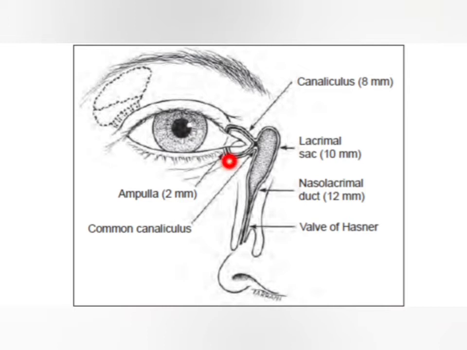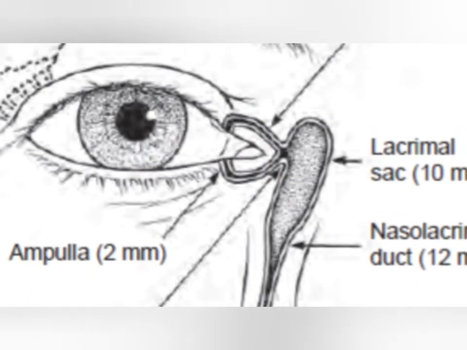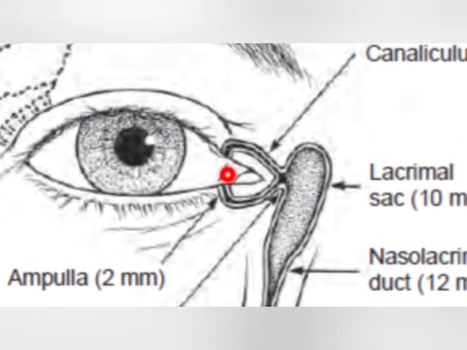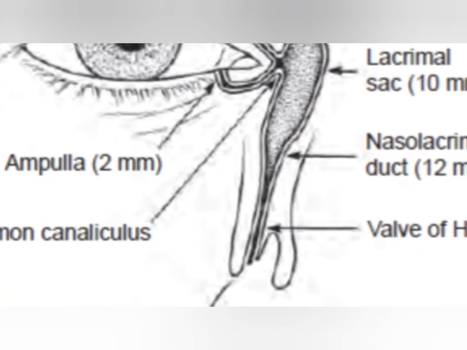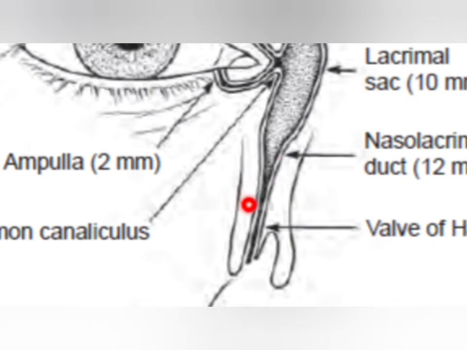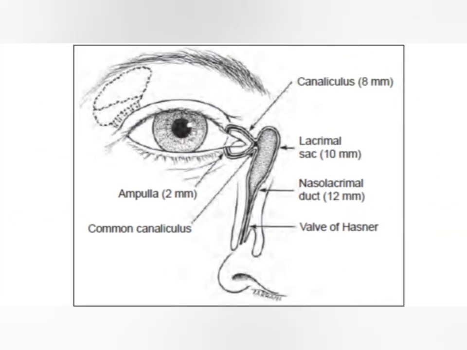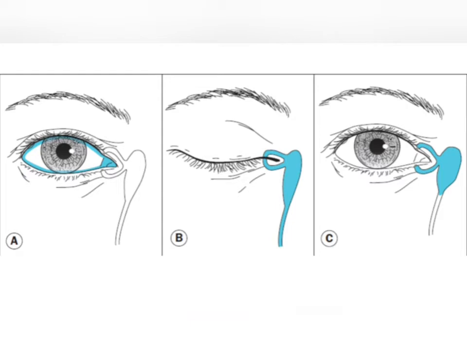These are the canaliculi. If you zoom in, you can see that the vertical part is called the ampulla, the horizontal part is the canaliculus, and the whole is called the canaliculi. The upper and lower canaliculi combine together to form the common canaliculus. This is the lacrimal sac and this is the nasolacrimal duct, and this area is the inferior meatus, and this is the valve of Hasner area.